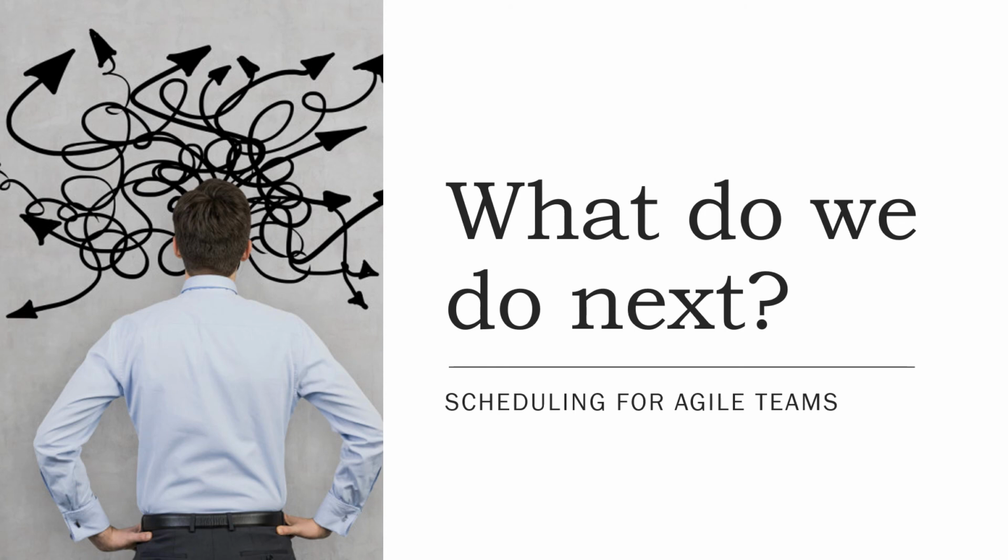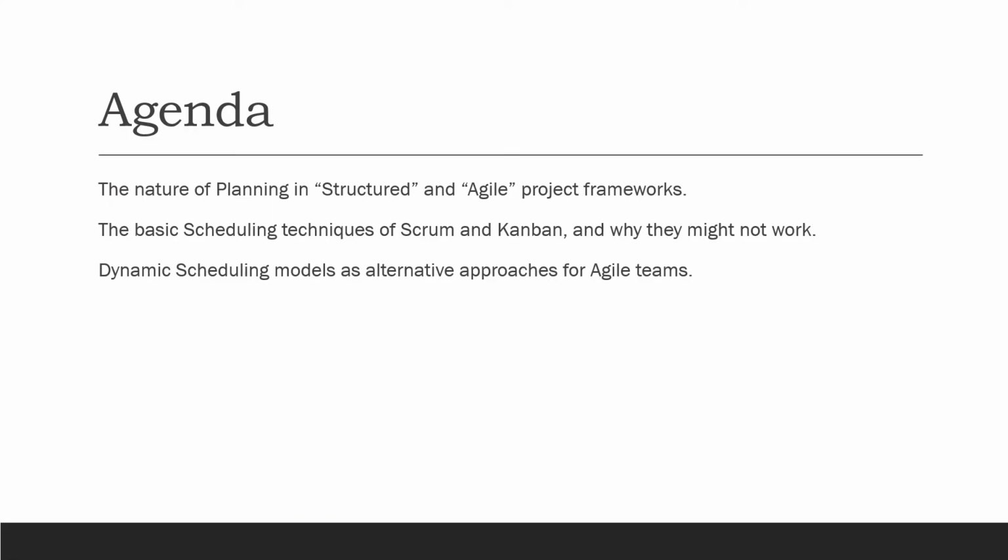In this video, I want to explore ideas around scheduling in Agile teams. I will start by exploring the nature of planning in both structured and Agile project management frameworks. I'll then look in a bit more detail at the basic scheduling techniques applied in Scrum and Kanban and look at why they may not work properly. I will then propose dynamic scheduling approaches as alternatives that can be used effectively by Agile teams.